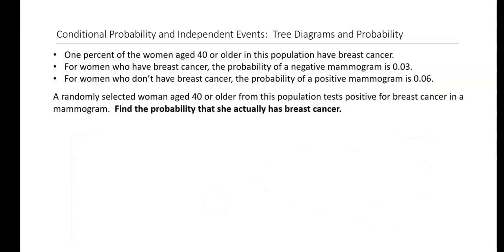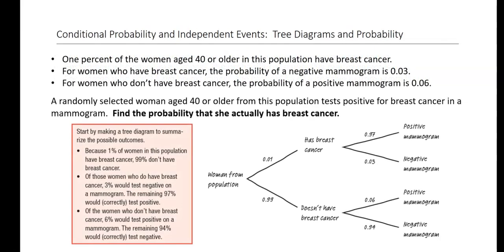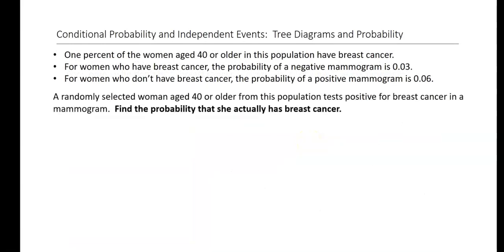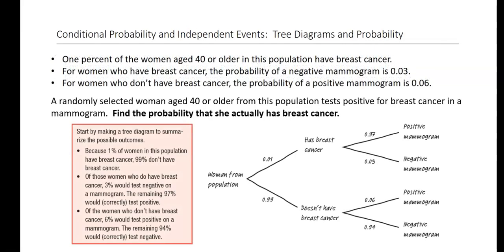So for a randomly selected woman, find the probability she actually has breast cancer. That would be which of these four? If you take the top one, has breast cancer. Right, so the question was: randomly select a woman age 40 or older from this population who tests positive for breast cancer, find the probability that she actually has breast cancer. So if she tests positive, what's the probability that she actually has breast cancer?